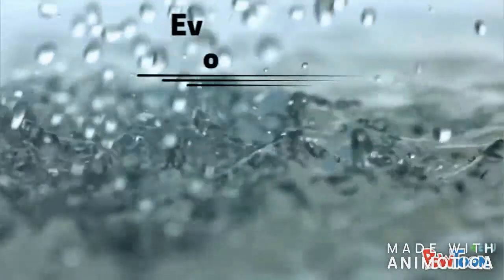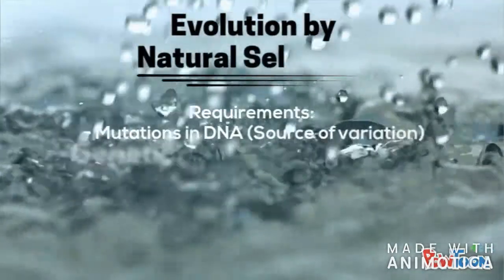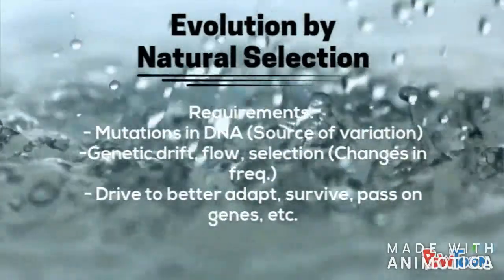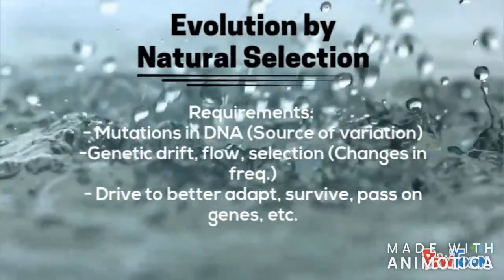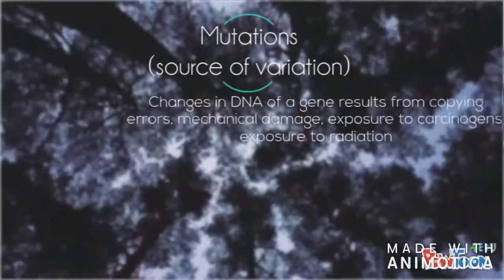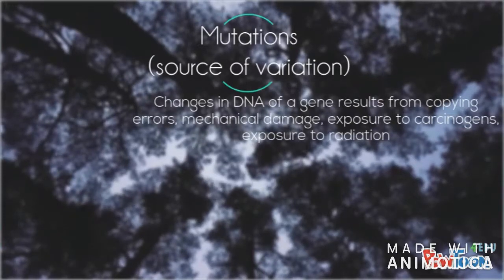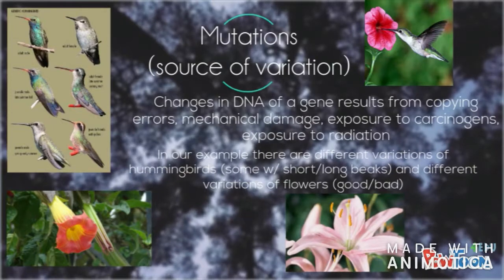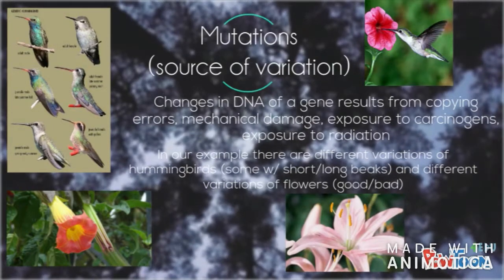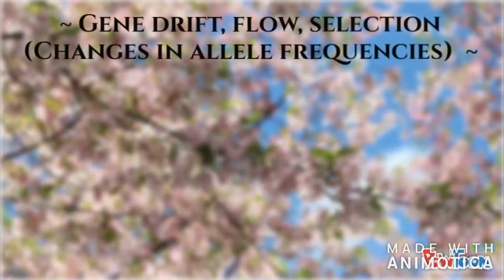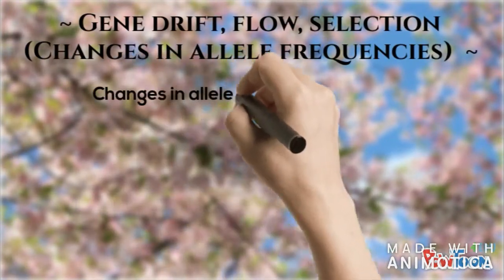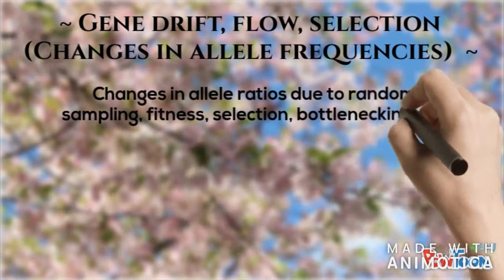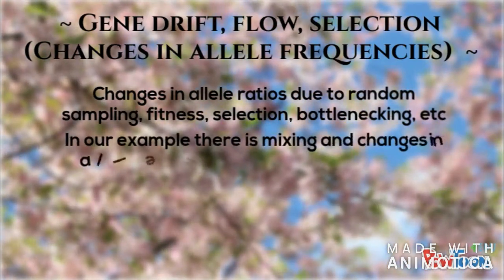There are a few things you need for natural selection: a source of variation, changes in allele frequencies, and a drive. Mutations are changes in DNA as a result of copying errors, mechanical damage, and exposure to carcinogens and radiation. Changes in allele ratios are due to random sampling, fitness, selection, bottlenecking, etc. In our example, there is mixing and changes of allele frequencies due to transfer of alleles from one population to another.